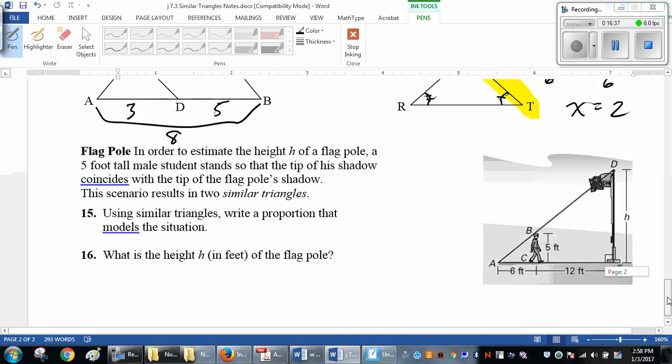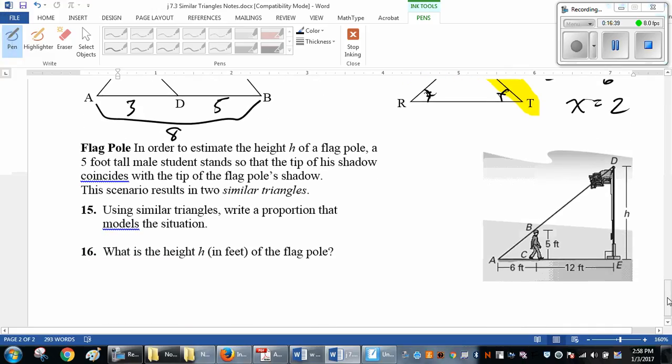All right. Next one is our famous flagpole problem. Get used to these. You're going to see them. They come up on quizzes. They come up on tests. They come up in notes. They come up on the ACT. All right, so make sure this makes sense.